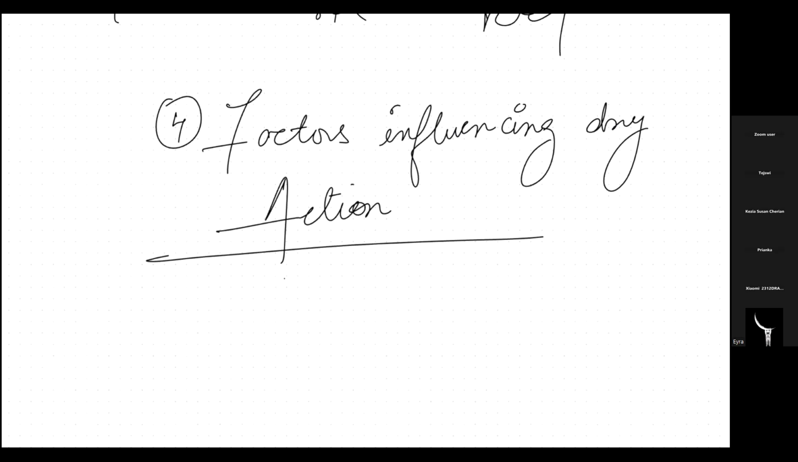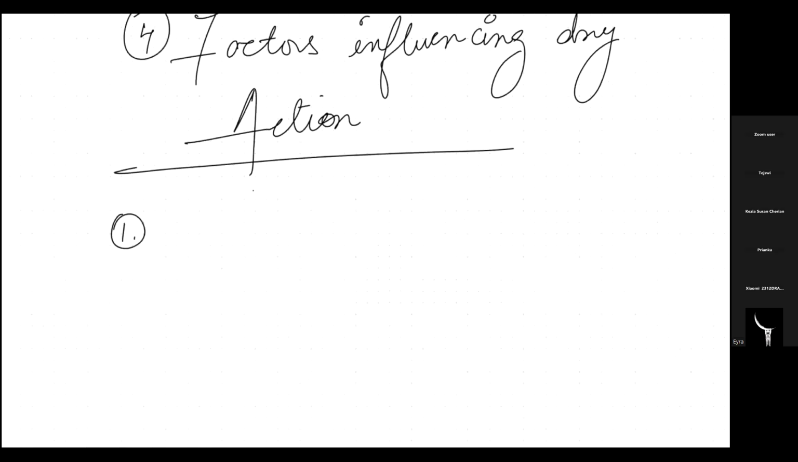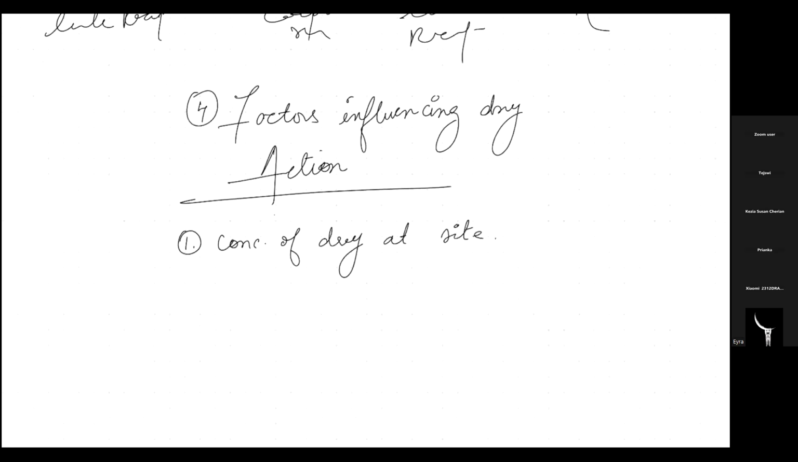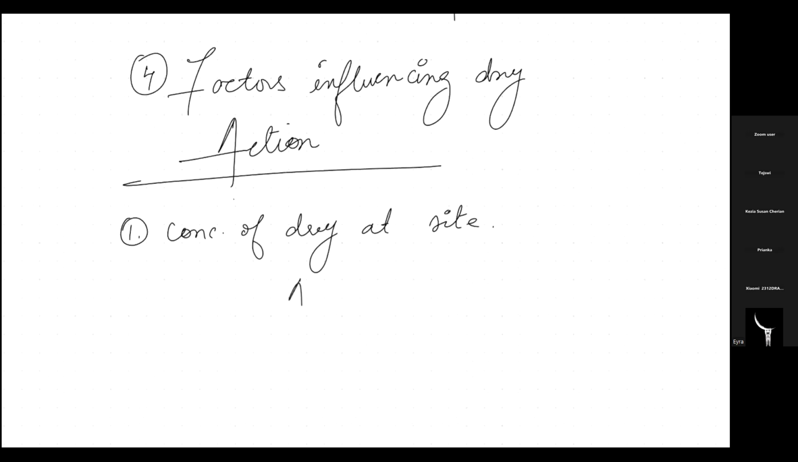So first of all, the first factor is, of course, the concentration of drug at site. How much drug is present at that particular site, depending upon that only the action will be there. So we can say that the action is directly proportional to the concentration of drug at site. Okay, so this is one of the factors.